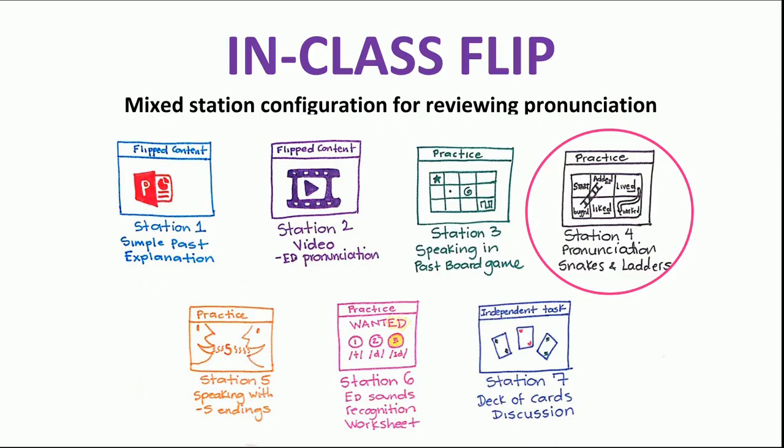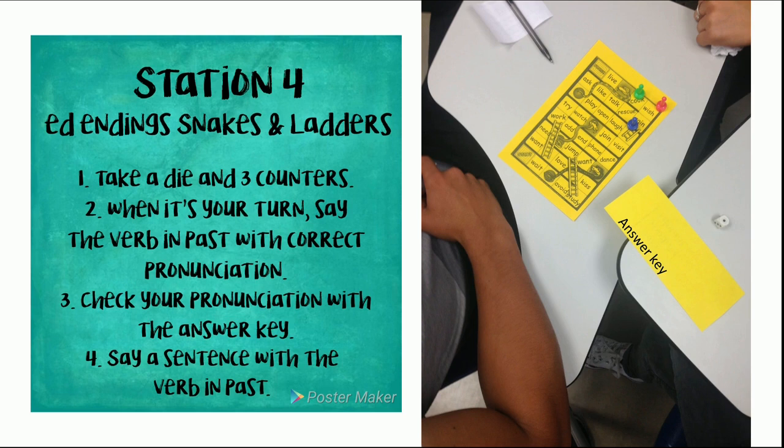Station 4 was a pronunciation snakes and ladders, which consisted of regular verbs in the present form. In this game, students also played in groups of 3 or sometimes 4 and had to pronounce the verb correctly in past. Then they had to make a sentence using the verb appropriately. The way they assessed their answers was through an answer key that classified the verbs according to their correct ending sound.